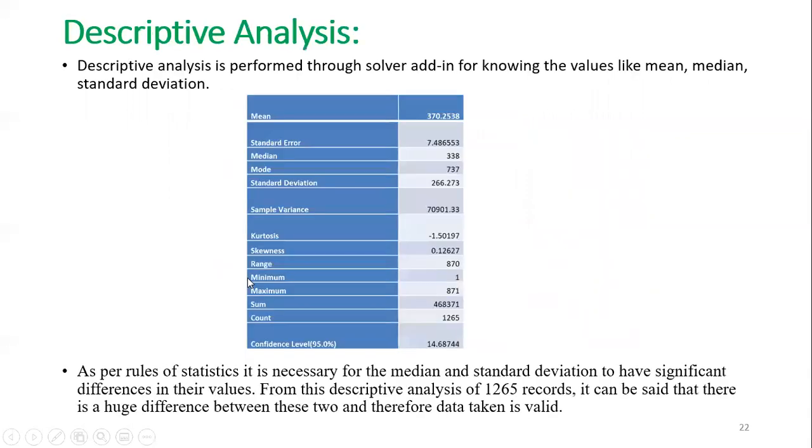the universities. Coming to the descriptive analysis, it is performed through the solver add-in, knowing the values like mean, median, standard deviation, minimum, maximum, range, and sum count. As per the rules of statistics, it's necessary for the median and standard deviation to have a significant difference in the values. From the descriptive analysis of 1265 records, it can be said that there is a huge difference between these two, and therefore the data is taken as valid.